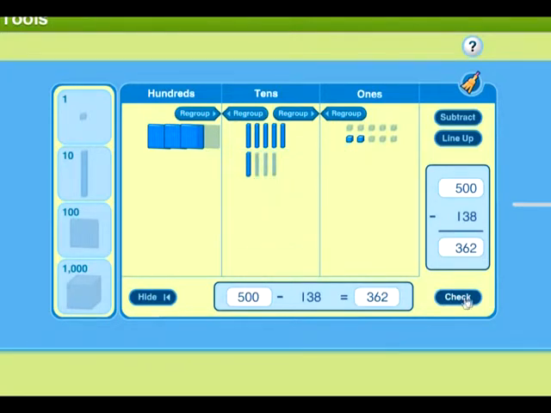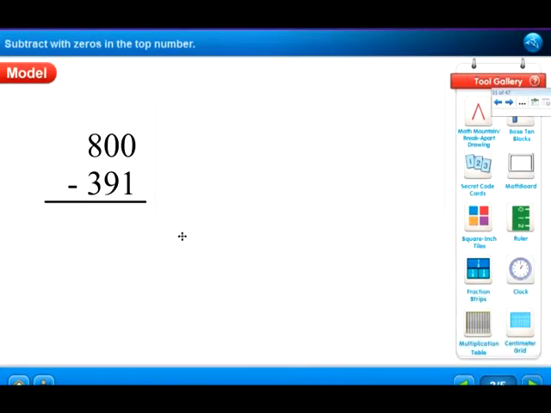Terrific. So if you get a chance to do iTools, it's really cool to be able to regroup and show how to make subtraction work on this iTool. And I'll put a direct link to it so that you can get to this game directly. Moving on to modeling, let's check.